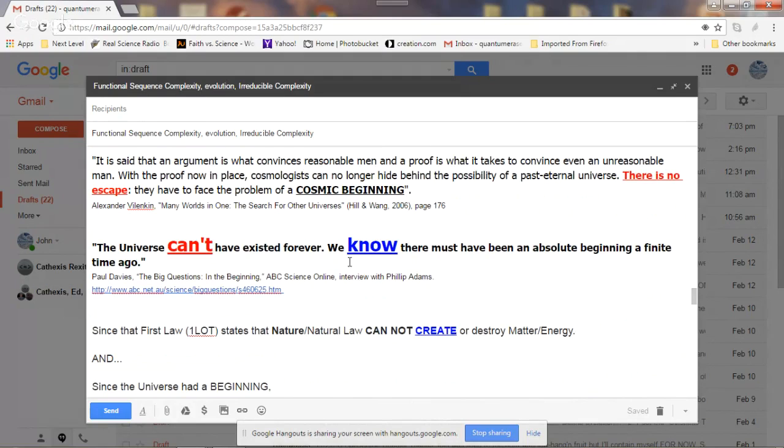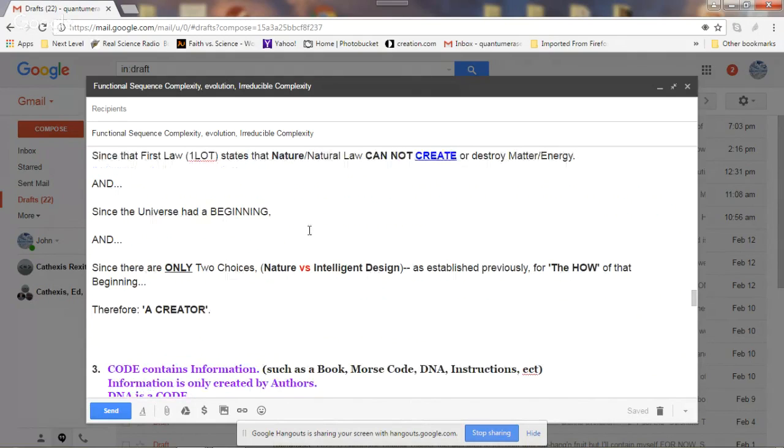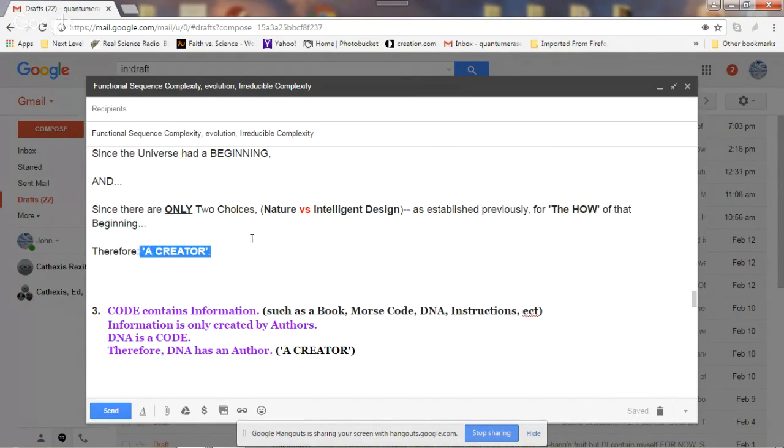That's why. From Paul Davies, astrophysicist, the universe can't have existed forever. We know there must have been an absolute beginning a finite time ago. See the second law of thermodynamics. Since the first law states that nature or natural law cannot create or destroy matter or energy, and since the universe had a beginning, and since there are only 2 choices, nature versus intelligent design, as established previously, for the how of that beginning, therefore what? A creator. Too easy.